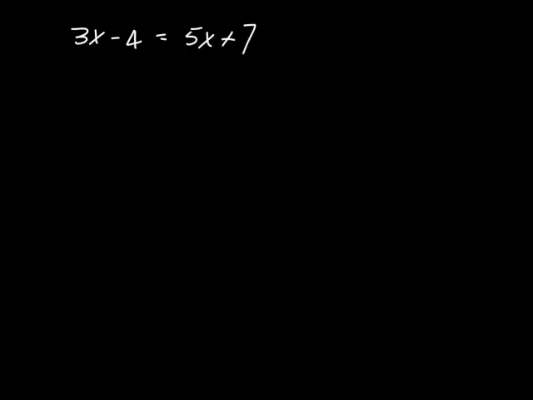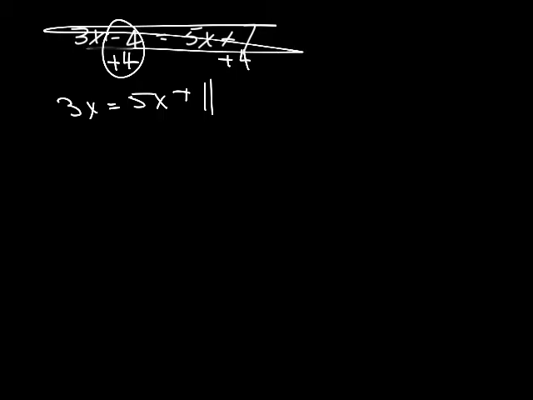So let's go ahead, and what I usually try to do is get the numbers all together first and then move the x's so that they're all together. So first of all, let's add 4 here and add 4 here. And that'll get rid of this 4 over here. So then we have 3x equals 5x plus 11. Okay, so we've just gotten that taken care of.